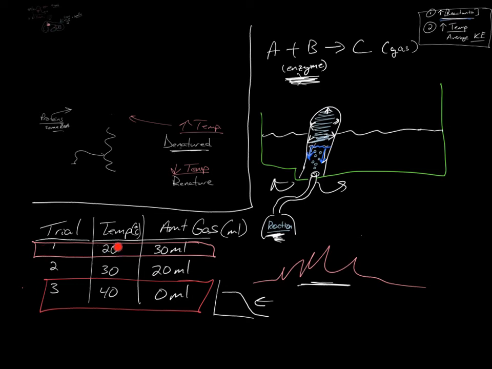The first trial is at 20 degrees Celsius. You make 30 milliliters of gas. The second trial is 30 degrees Celsius. You make 20 milliliters of gas. The last trial is at 40 degrees Celsius. You make none. It doesn't work at all. What's happening? Yeah. The enzyme is losing its shape.